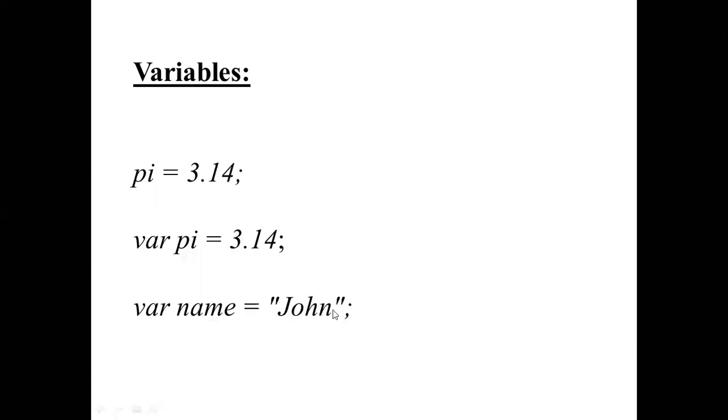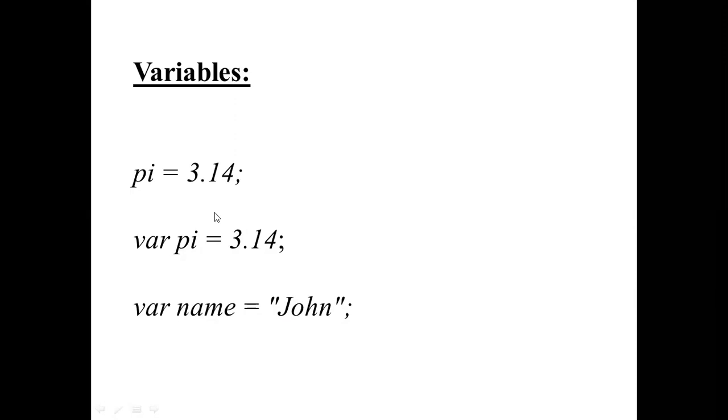Here var name equal to John. The data type of John is a string. Once again I repeat, a variable is a named memory location to store the data. JavaScript is a loosely typed language. That is, there is no need to declare the data type of a variable.